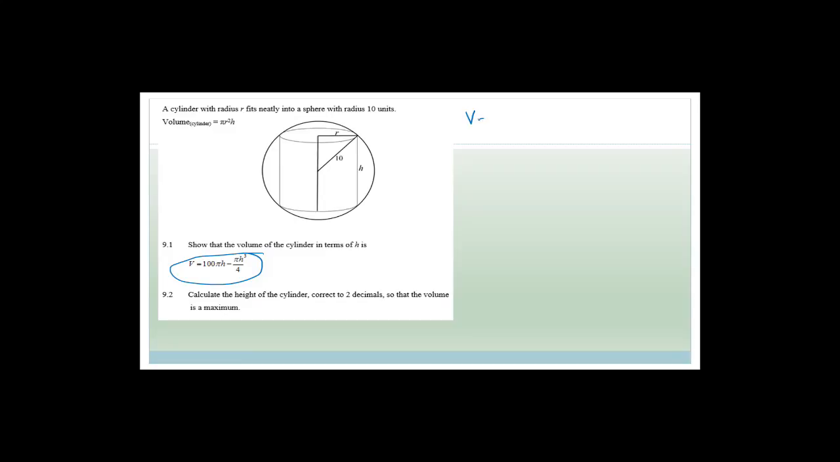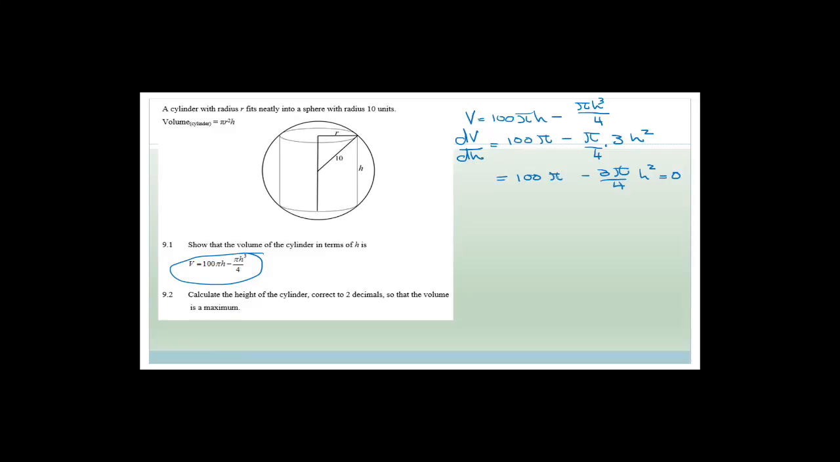So they say V is 100 pi h minus pi h cubed over 4. Happily, we worked that out as well. But the point is that they gave that to us, okay? Now we want a maximum. So what do we need to do? We need to go dV by dh, which is going to be 100 pi minus pi over 4 times 3 pi h squared. Okay, so that's 100 pi minus 3 pi over 4 h squared. And that has to equal 0 for the maximum.